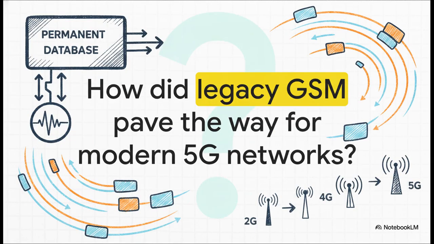So, we've traveled all the way from the giant permanent databases of the HLR right down to the microsecond timing of the synchronization channel. It's an incredibly intricate, totally rigid system of circuits and logic. But looking at all these dedicated traffic lanes and pure tone frequencies, it leaves us with a provocative engineering question. How exactly do these legacy circuit switch GSM logical channels and rigid security elements pave the way for the flexible packet switch architectures we use today in our modern 4G and 5G networks? It is a fascinating evolution of logic that we are definitely going to explore in a future explainer.